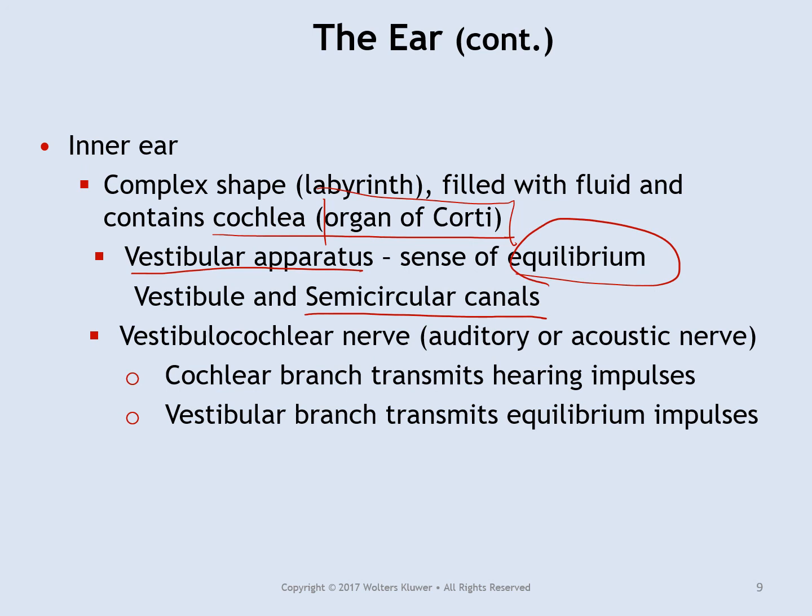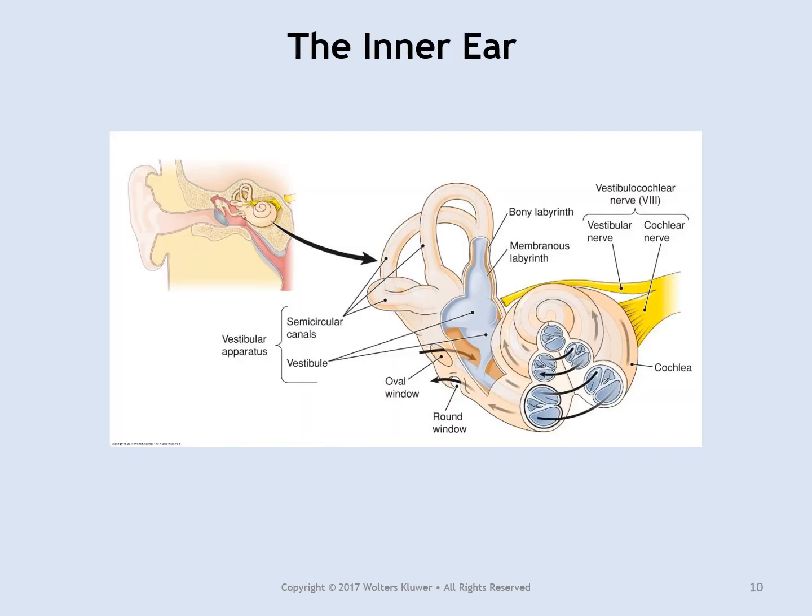And then all of this is carried by the vestibulocochlear nerve, which is cranial nerve number 8, I believe. Also called the auditory nerve or the acoustic nerve. It has two branches, a cochlear branch for your hearing, a vestibular branch for your balance.